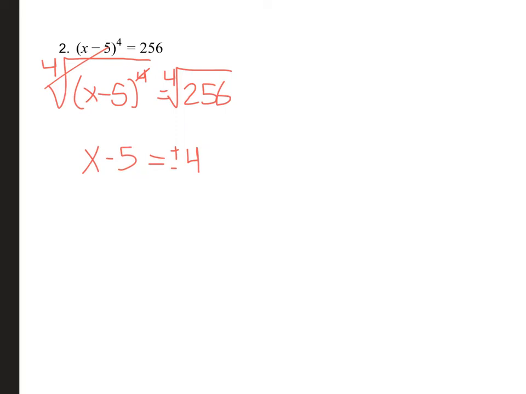Right? Then I've got to add this 5 to both sides. These will cancel. I'm going to put this guy right up front here because I want that plus or minus to be an operation in the middle. So what I'm left with here is x equals 5 plus or minus 4. And that's exactly what it means.